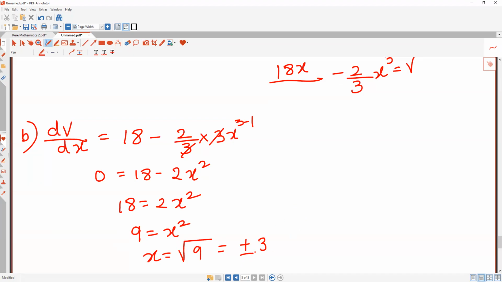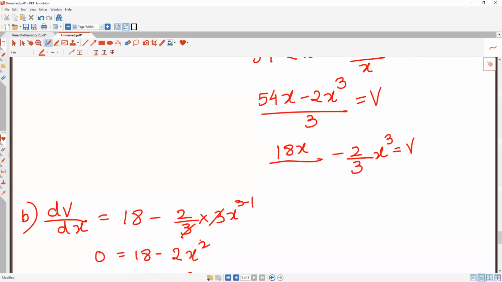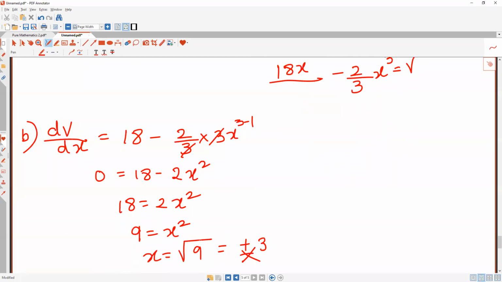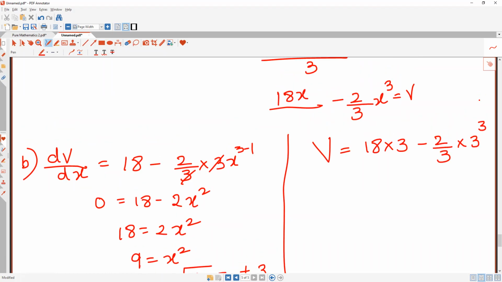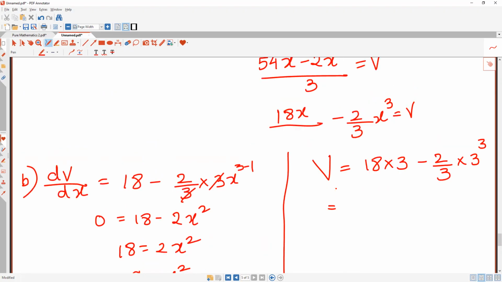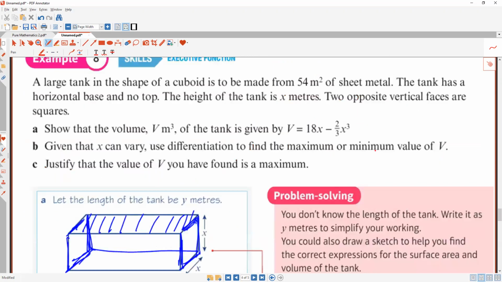Now radius cannot be negative, so it is plus 3 only. So my radius is 3, but they asked us to find the volume v. Remember, when your radius is 3, it is maxima or minima, but they asked for the volume v, so you have to substitute 3 in the v equation. Everybody understood or not? Read the question again and again. Maximum and minimum value of v. I got my x value, which is 3, right?